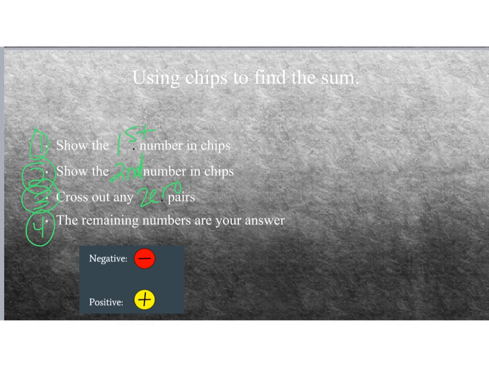So when we go to actually draw these chips, because we don't have physical chips in front of us, we can use the negative sign to represent negative numbers and then the positive sign to represent positive numbers. Typically you'll see the negatives are usually red and the positives are usually yellow, but it's okay if you don't have those exact colors to use. You can just use your negative and your plus to represent positives and negatives.